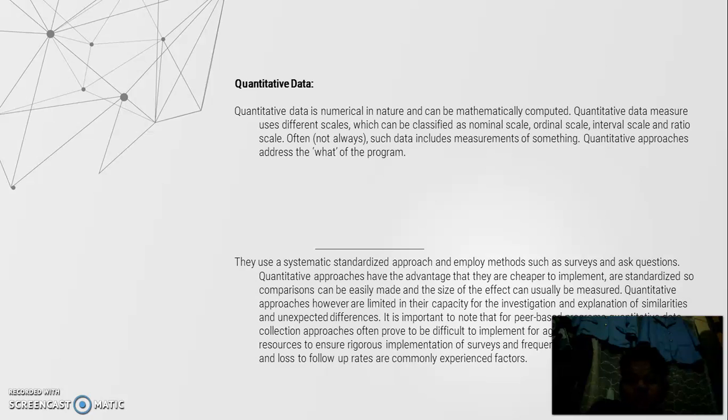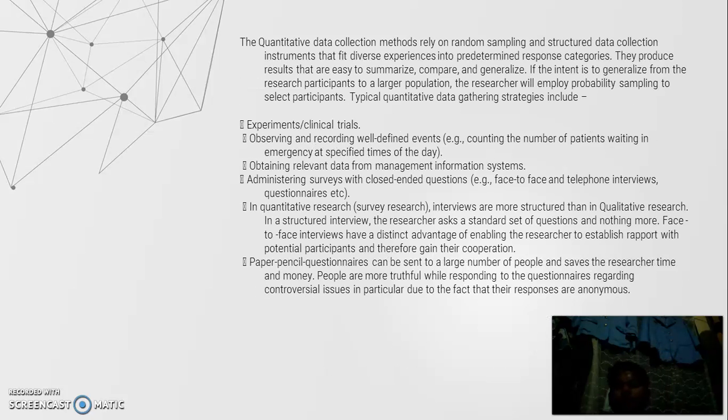It's important to note that for peer-based program quantitative data collection, the quantitative data collection methods rely on random sampling and structured data collection instruments that fit diverse experience into predetermined response categories. Typical quantitative data gathering strategies include experiments or clinical trials, observing and recording well-defined events, obtaining relevant data from a management information system, and administering surveys with close-ended questions.